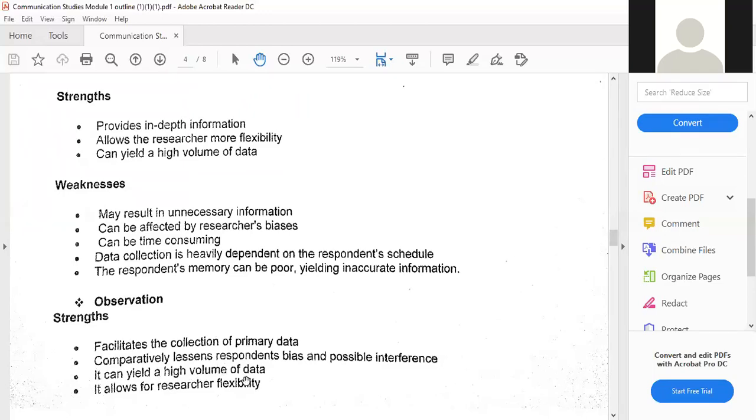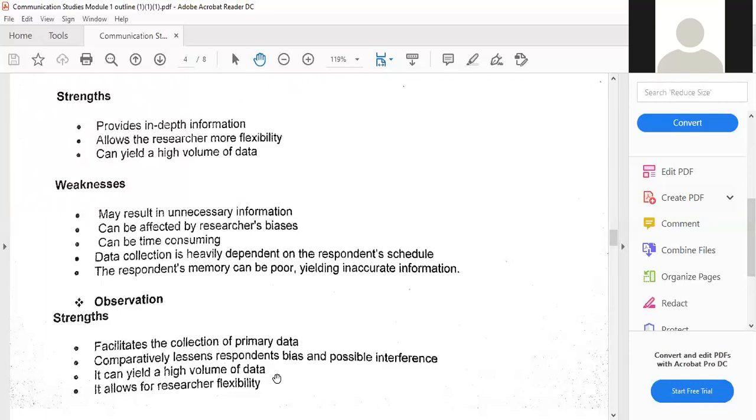It can yield a high volume of data. It's true. You learn a lot about people by just observing. Do you know that, guys? You learn a whole lot if you just be quiet and listen to what's around you. Observe. Just watch how they move and you'll be amazed. Like the first time I did it, I was just amazed. So it can yield a high volume of data.